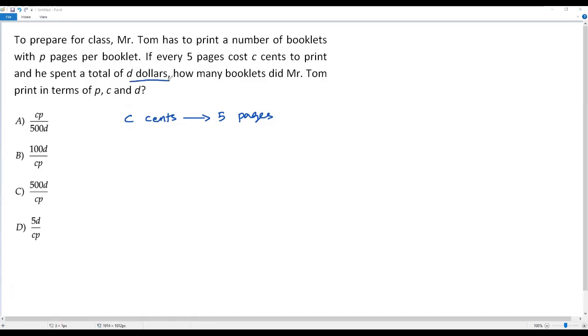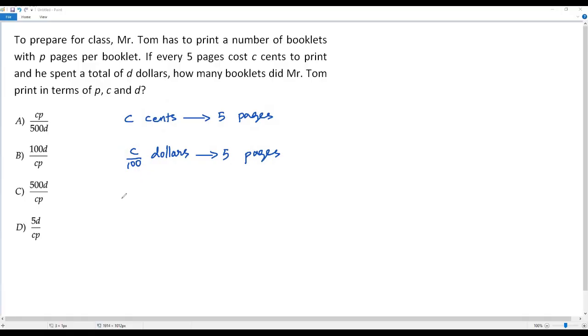Since the given money is in dollars, we have to convert the cents to dollars. To convert cents to dollars, we have to divide it by 100. Let me divide this C by 100. When I divide this C by 100, the cents will become dollars. On the right side, we can write this as it is, that is 5 pages.